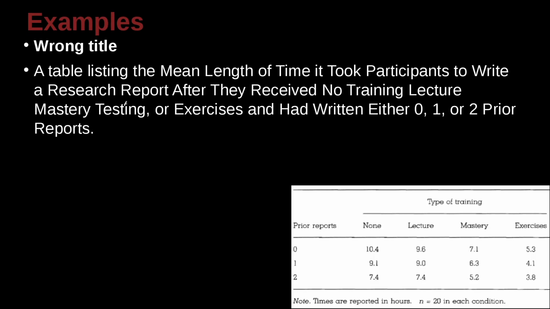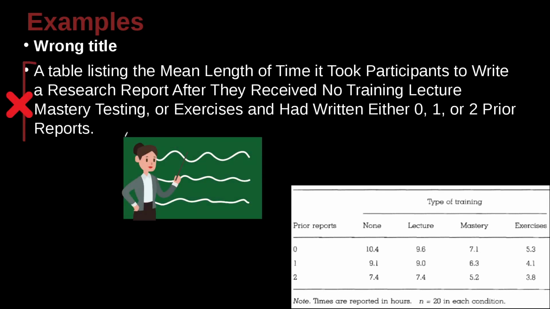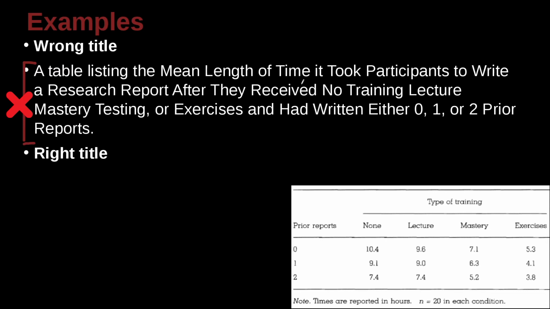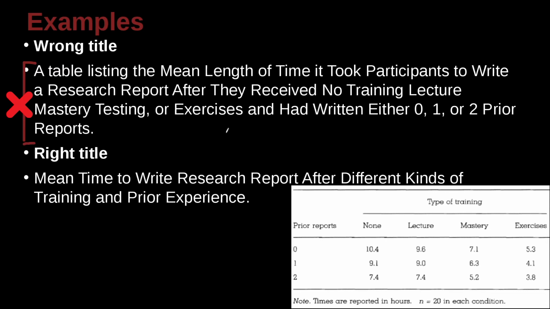Okay, let's go ahead and look at some example table title examples. And here is a very long title. A table listing the mean length of time it took participants to write a research report after they received no training, lecture, mastery testing, or exercise and had written either 0, 1, or 2 prior reports. Ooh, man, that is basically here the person is trying to explain everything that's inside that table. That's everything that's inside that table. What would be a better way to write that title?